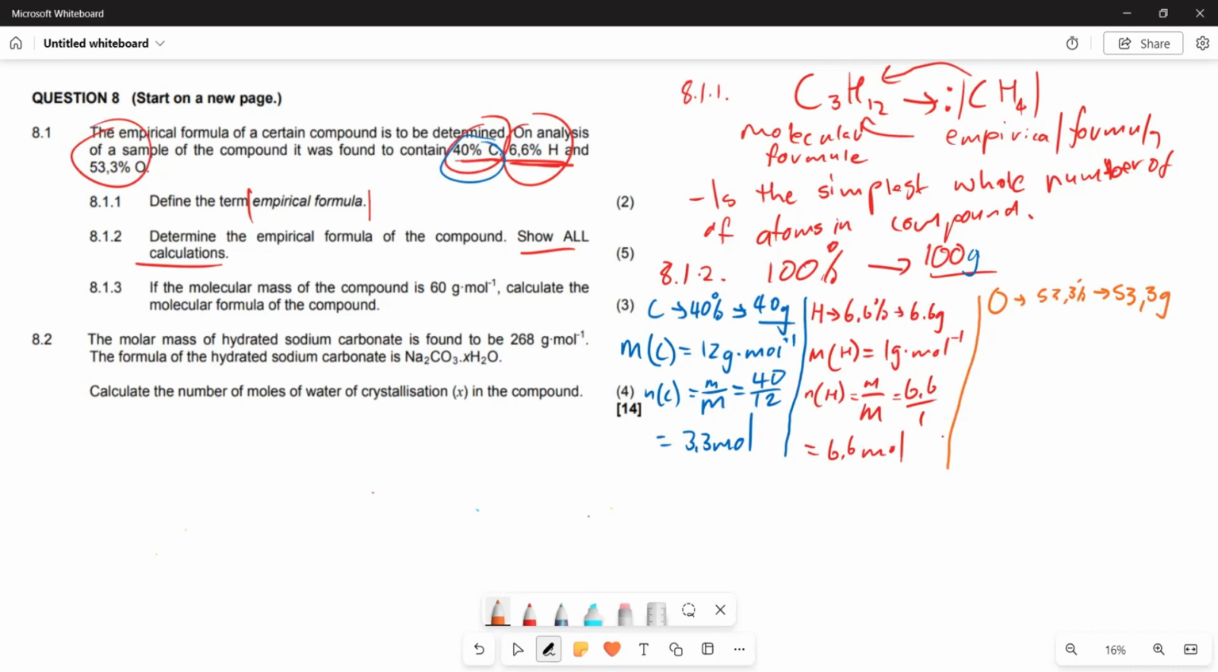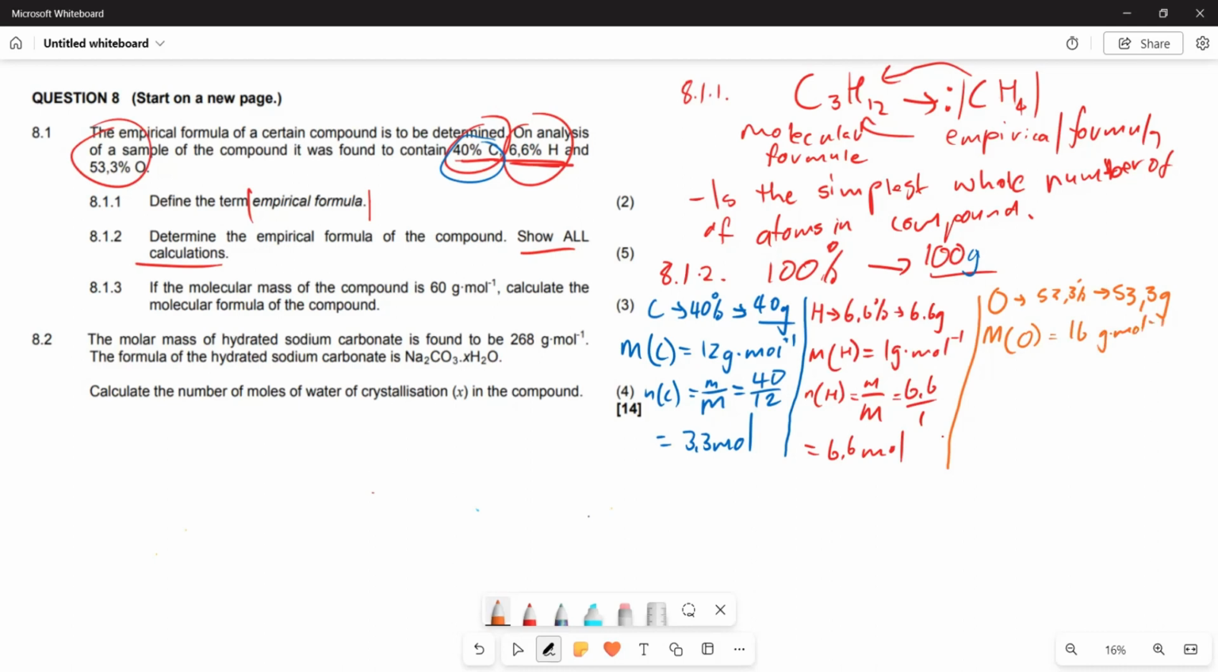Then the next thing that you're going to do, you look for the molar mass. What is the molar mass of this? Your molar mass of your oxygen is going to be given by what? Your molar mass of your oxygen is given by 16. So this is going to be 16 grams per mole, right?